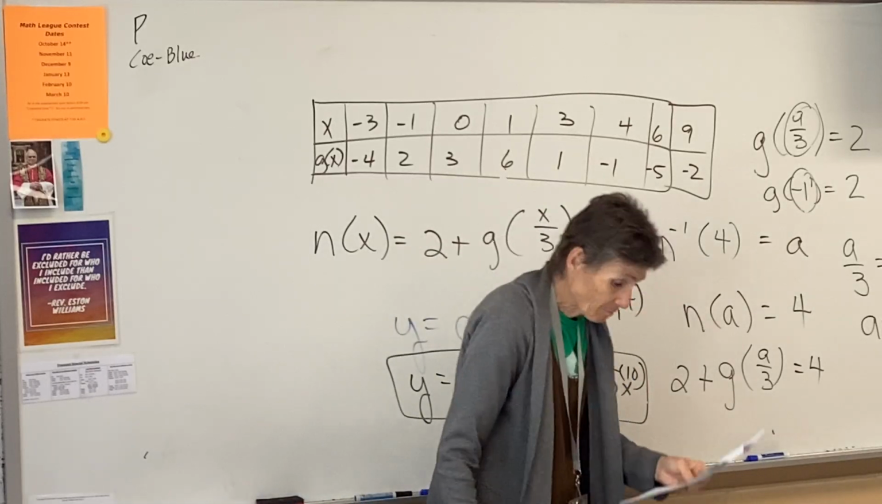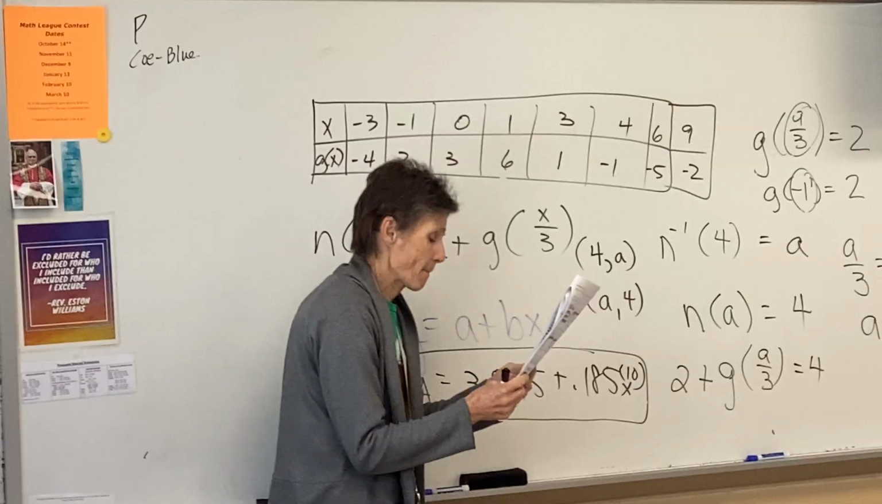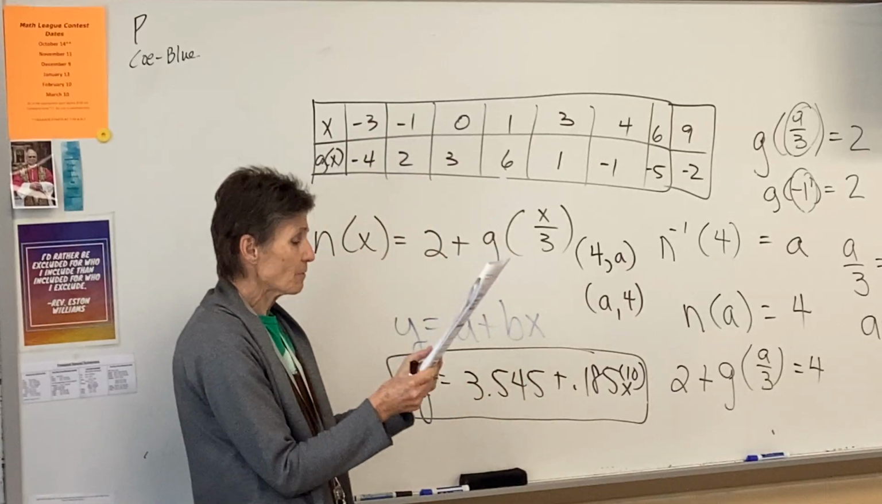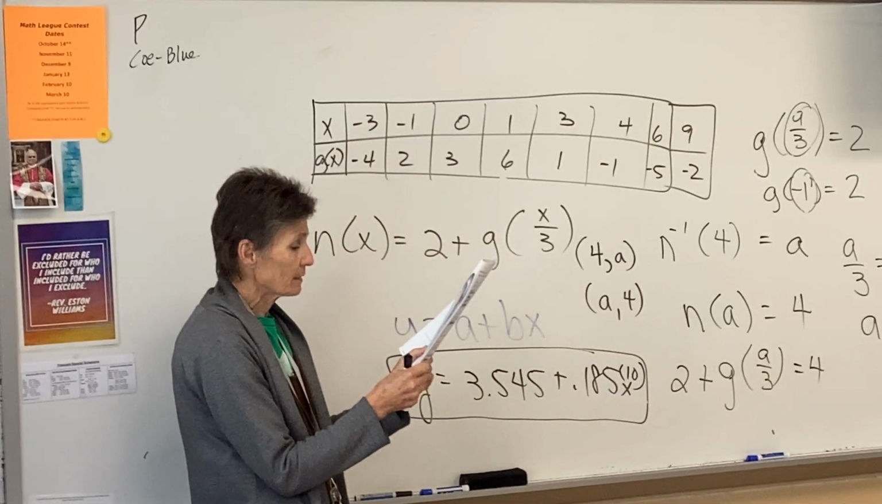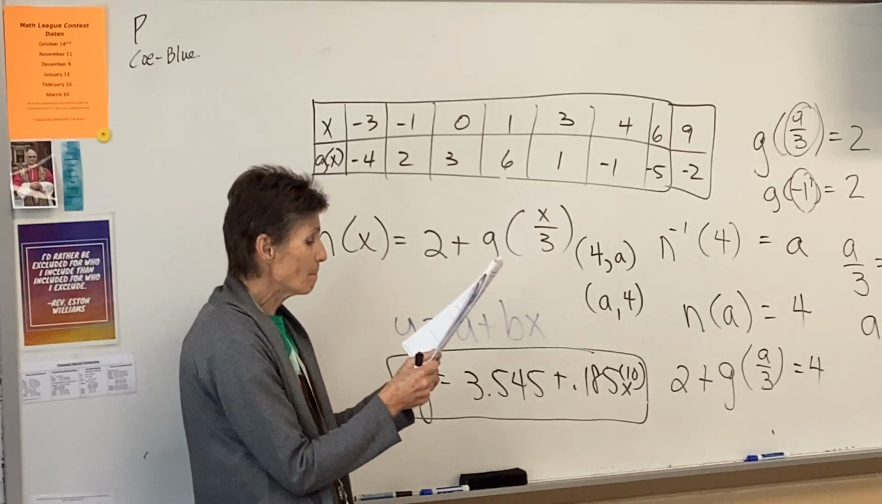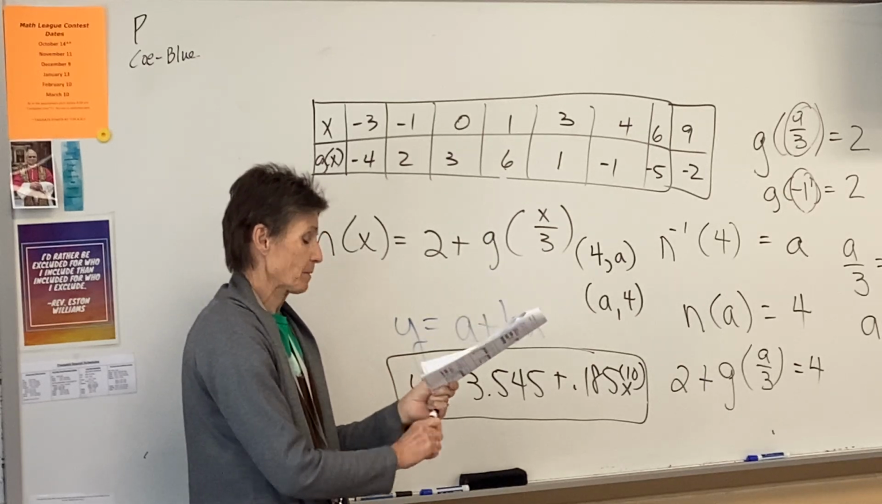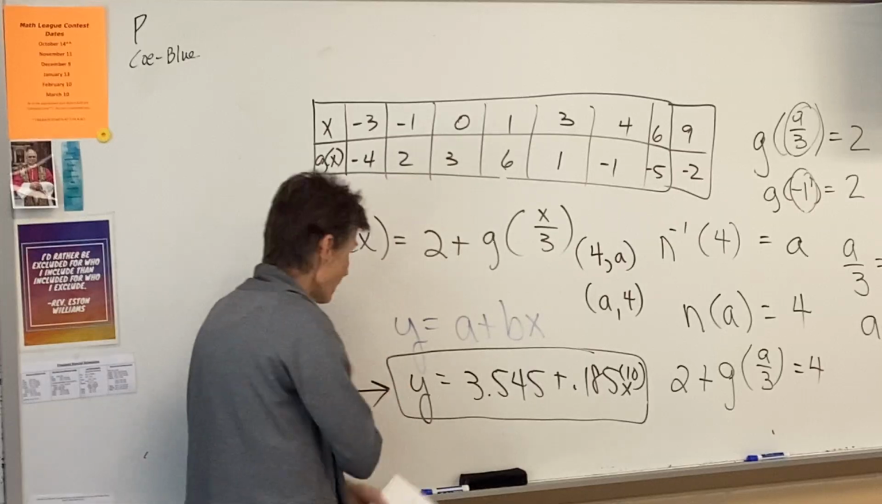All right. Now C. The weight of another baby is 5.3 kilograms. Using the model from part A, which is right here, this is our model.